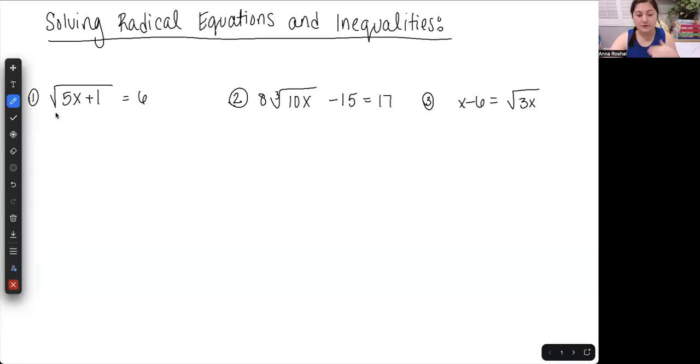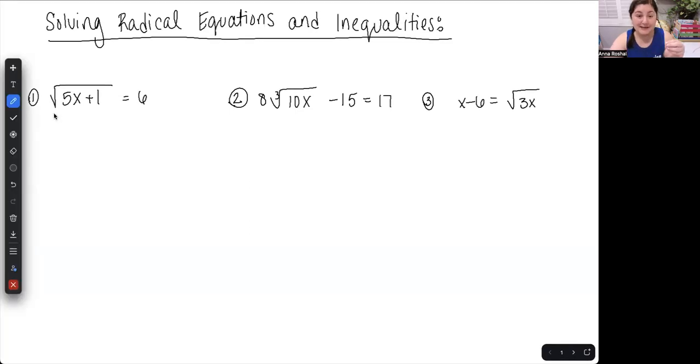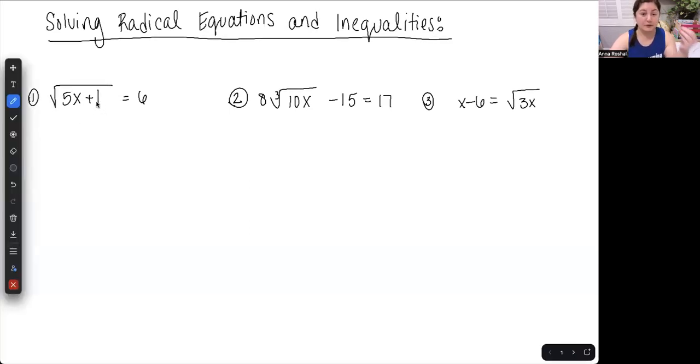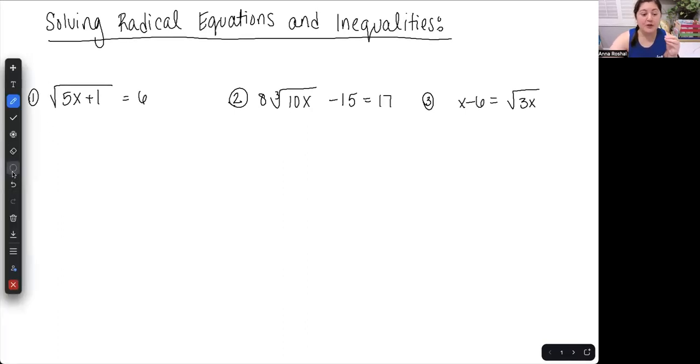As with solving any type of equation, we know that we are going to isolate the variable. But with these radical equations, our goal is going to be to isolate the radical first, then remove the radical and then solve the equation the way that we've learned in any of the past years that we've covered solving equations in math, okay? So without further ado, we're going to get started with this one.